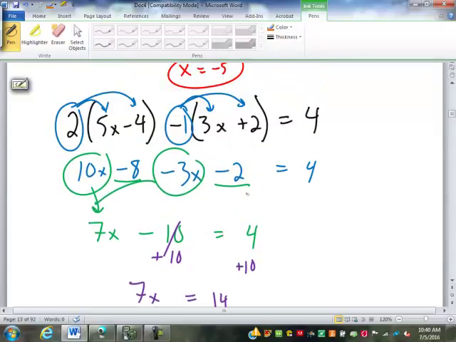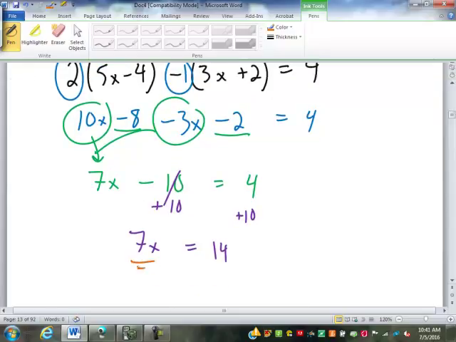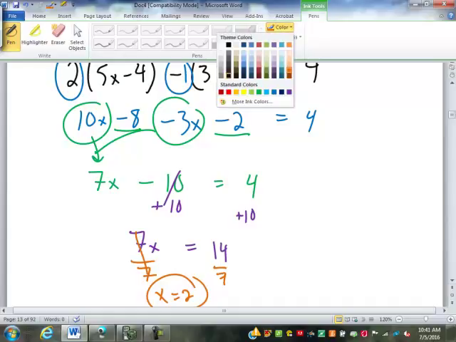Then what? Divide by 7. So x equals 2. How many of you had x equals 2? A couple of you? Okay.